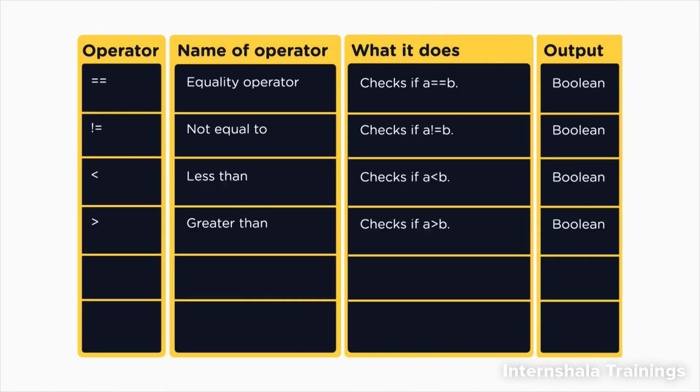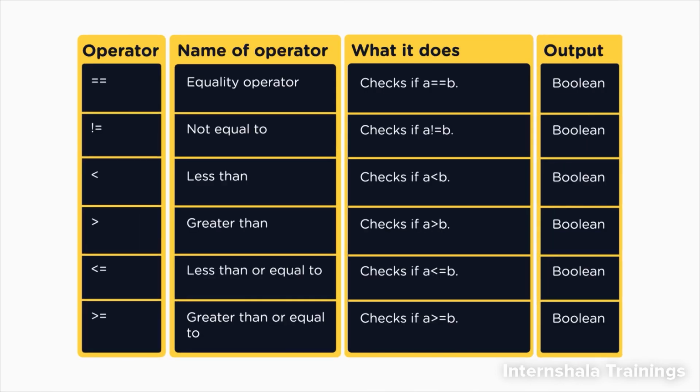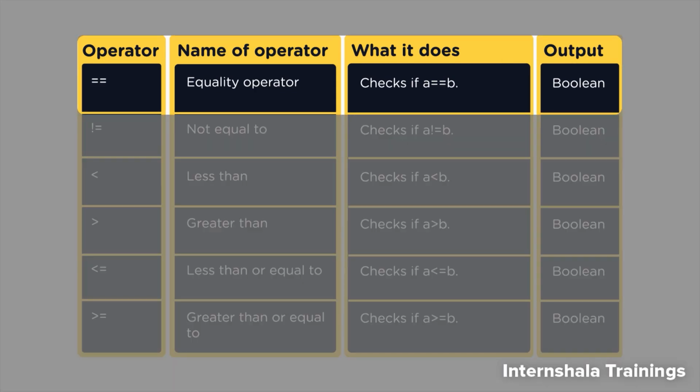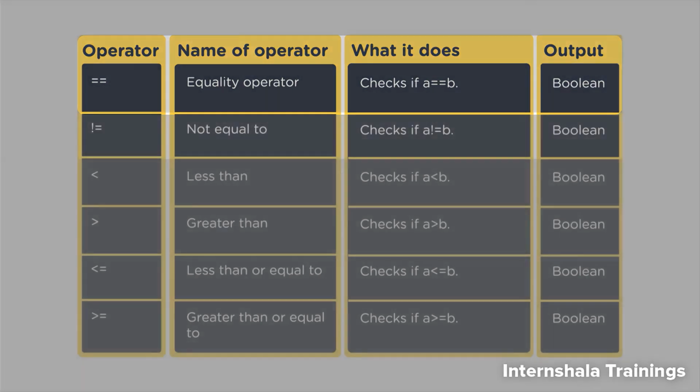This here is a list of comparison operators. In front of each operator, we have listed down their functions too. So, this is known as the equality operator. It helps us see if the value of variable A is equal to the value of variable B or not. And since the answer can either be yes or no, the result of this operation will be a Boolean value, that is, true or false.